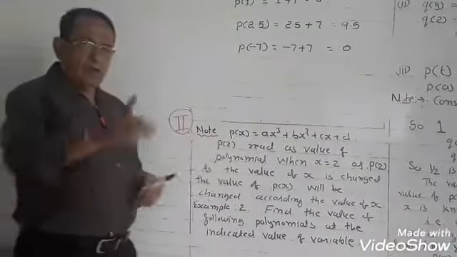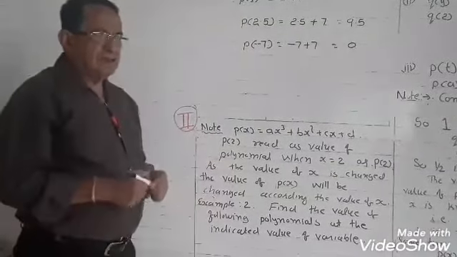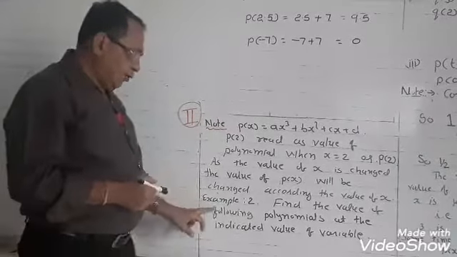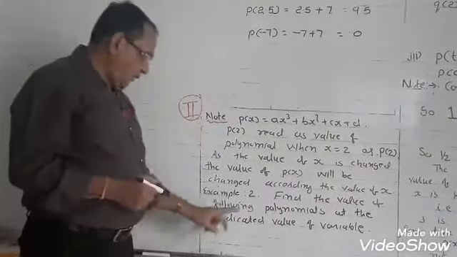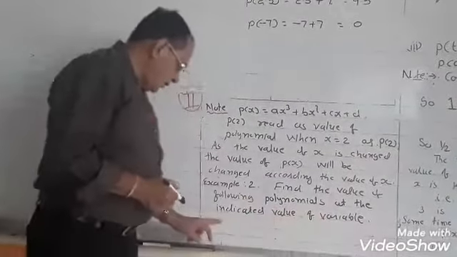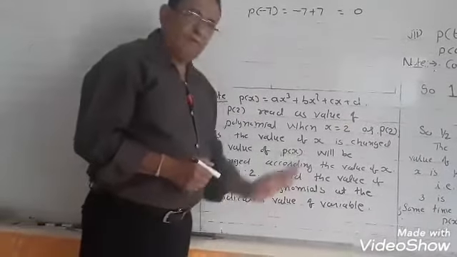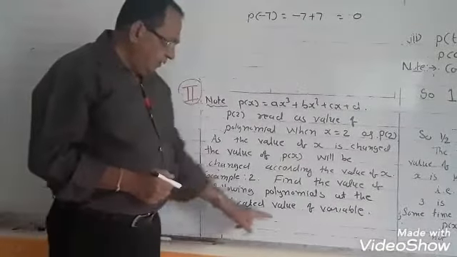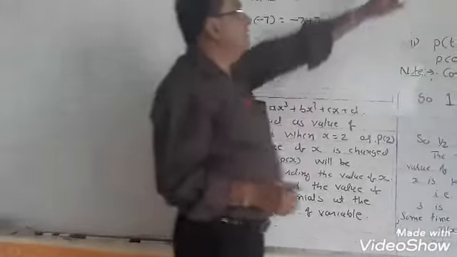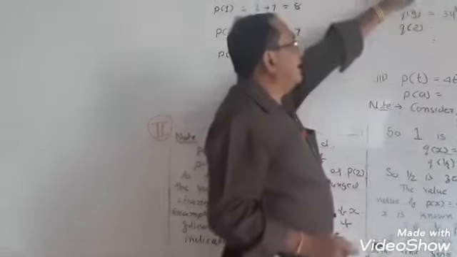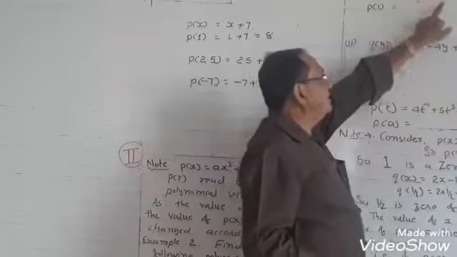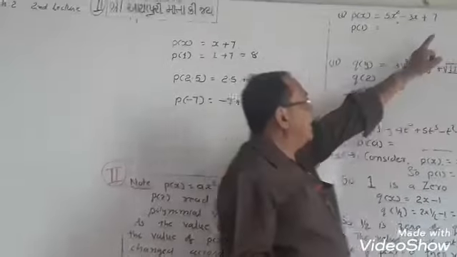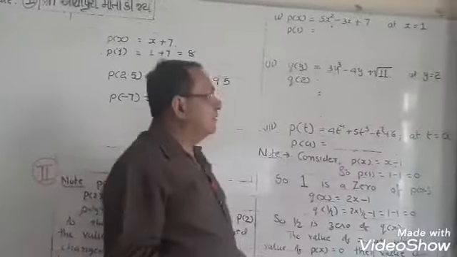Now in the textbook illustrations are given. Example number 2. Find the value of the following polynomials at the indicated value of the variable. Here you have written it: P(x) is equal to 5x square minus 3x plus 7 at x is equal to 1.